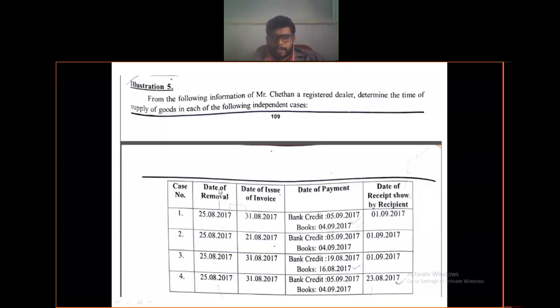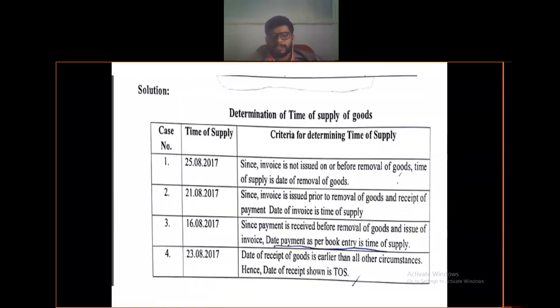Case number one, date of removal 25th August, date of issue of invoice 31st August, date of payment: bank credited on 5th September 2017, but in the books of account it is shown as 4th September 2017, and date of receipt shown by recipient 1st September 2017. So which is the earliest date here? 25th August 2017 is the earliest date. So answer, you just check it.